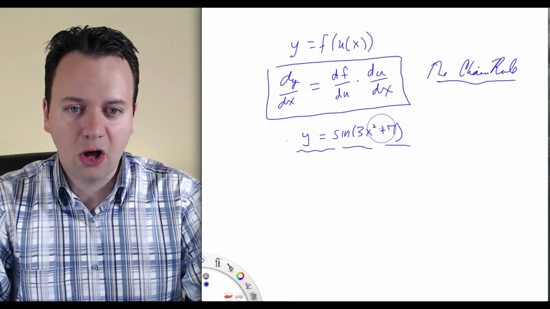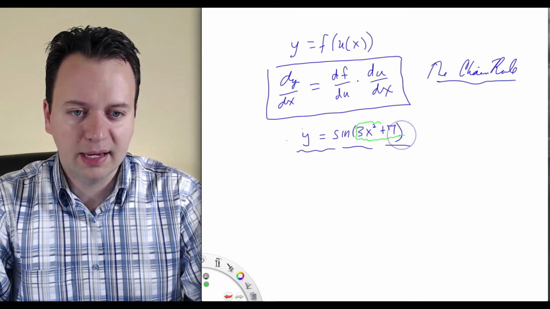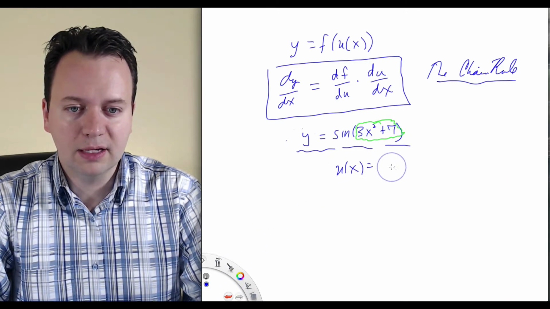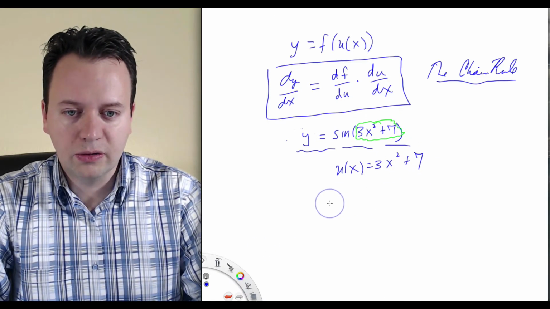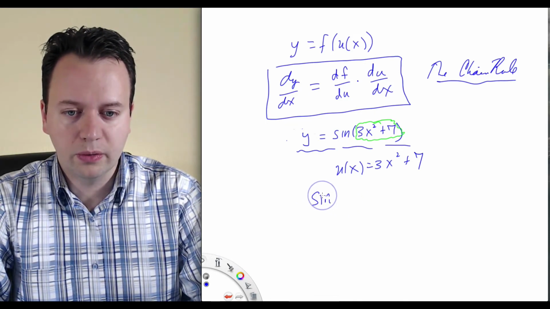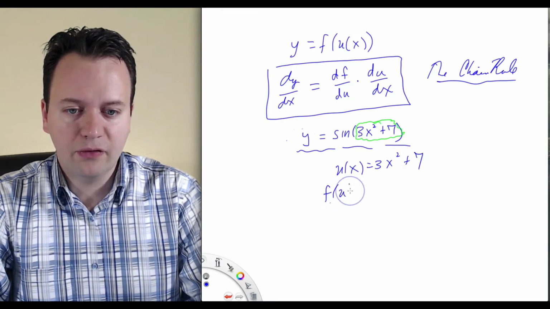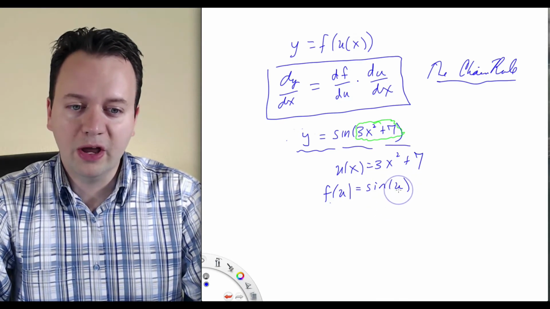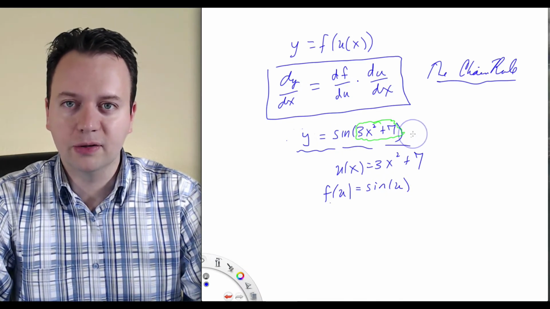The u of x is always closest to the inside. So in this case, our u of x is exactly the stuff that we're taking the sine of. So we would say that the function u of x is equal to 3x squared plus 7. Then f of u would just equal the function sine of u. When I replace u with u of x, I get my original function, sine of 3x squared plus 7. So that's kind of how this works.